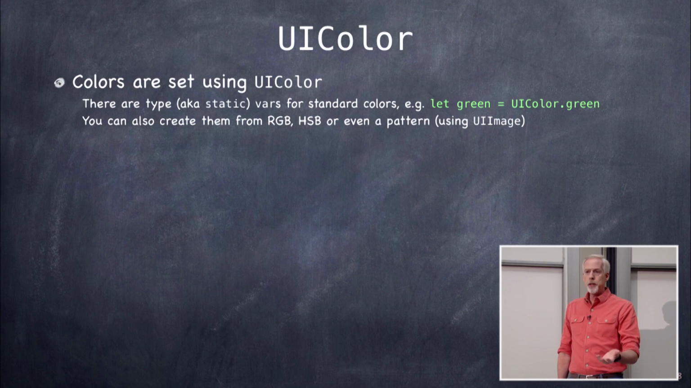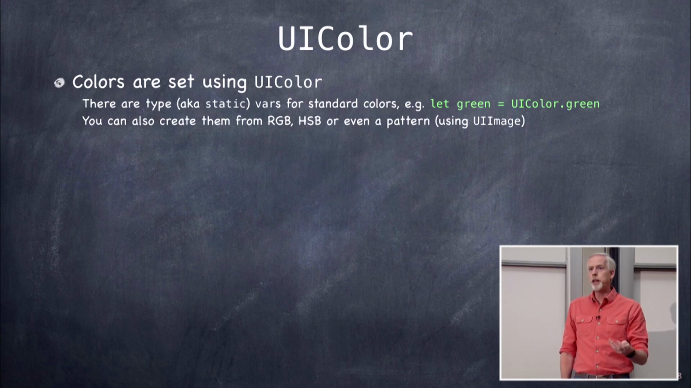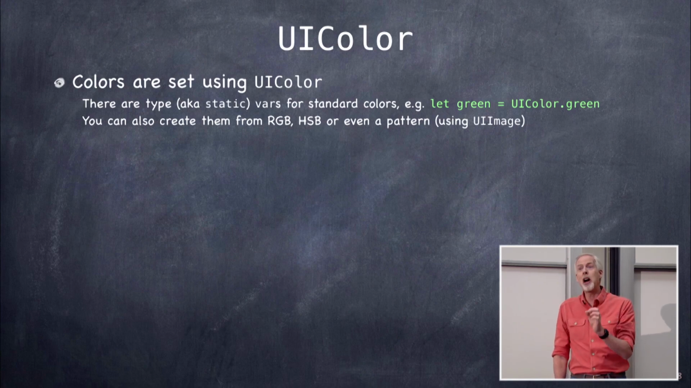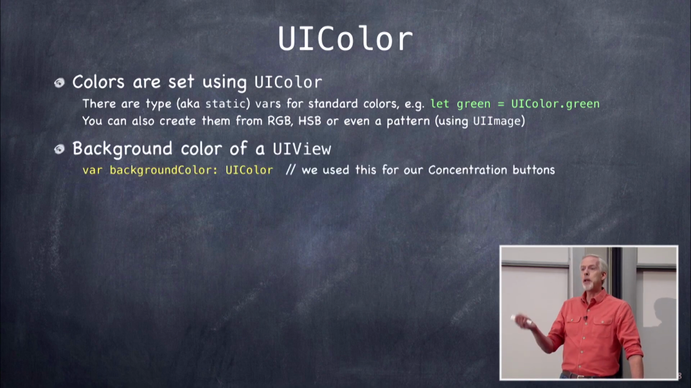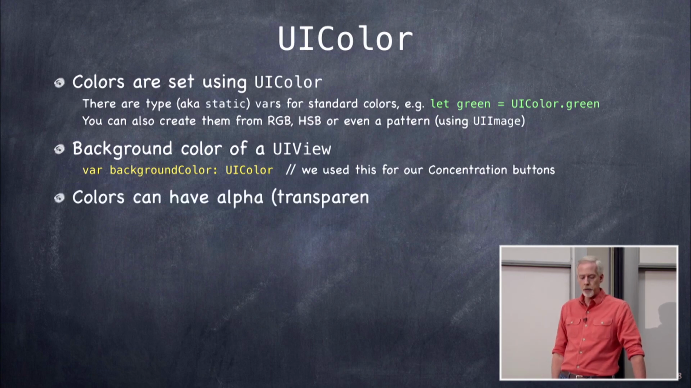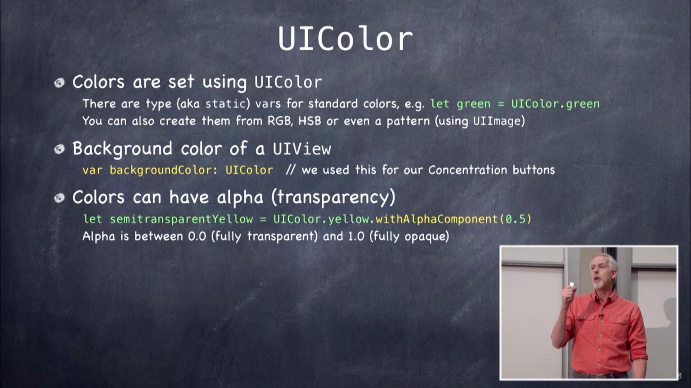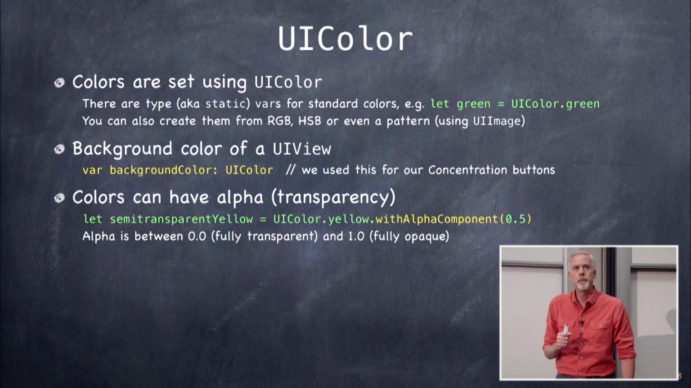We know a lot of ways to create colors: color literals, also these static functions I mentioned. You can also create them with initializers that take RGB values, or HSB, which is hue, saturation, and brightness, or even a pattern. You can create a color that's actually a pattern, some image that's repeated, which is kind of cool. And we also know that views have a background color, right? We set the background color of our base view in Concentration to be black. We set the background color of our buttons to be orange, so there's a var for that, of course, in view.